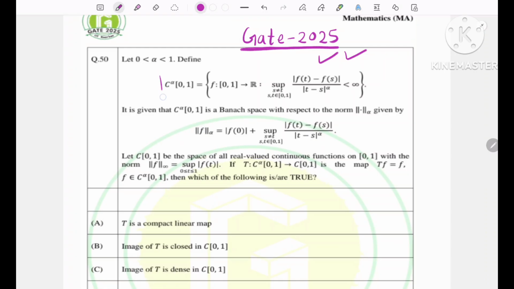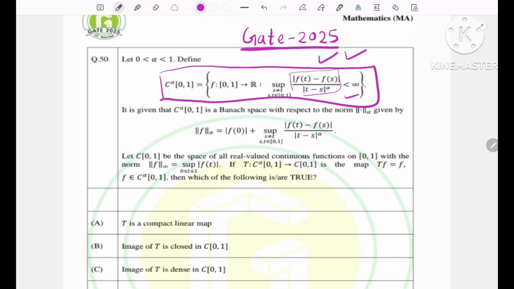This is called the Hölder continuous function space, and it is defined in this way. It is a mapping from the closed interval [0,1] to R, and the condition is that the supremum of |f(t) minus f(s)| divided by |t minus s| to the power alpha should be finite. This type of space is called a Hölder continuous space, and here the exponent alpha strictly lies between 0 and 1.